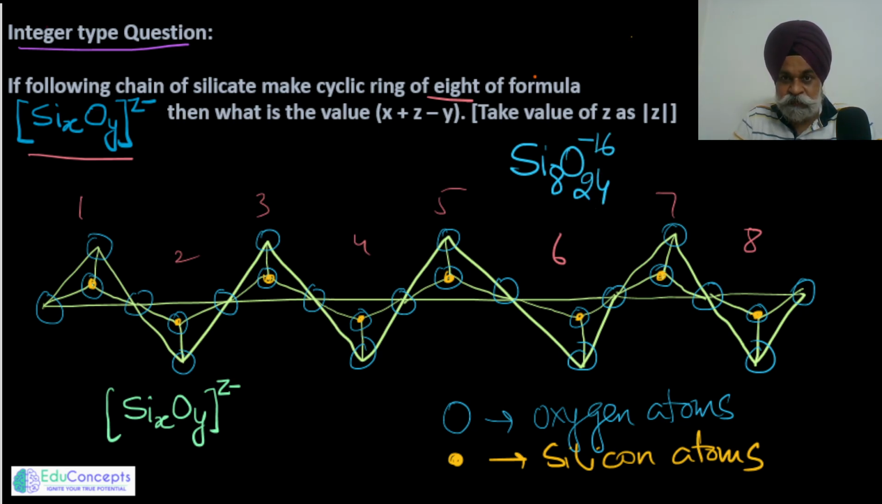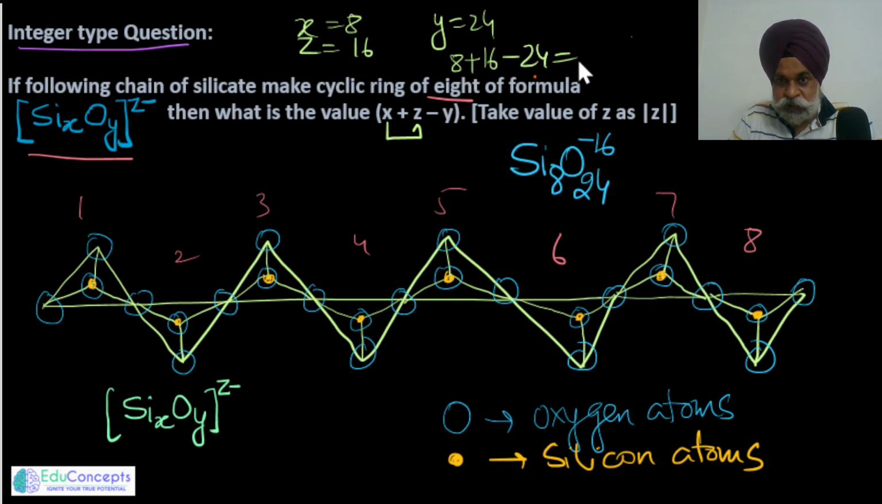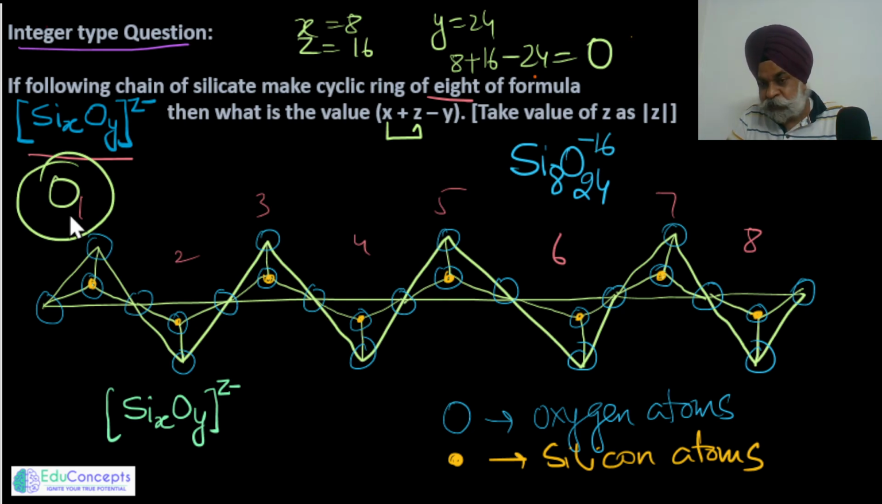So now I have to place X and Y. What is the value of X and Z? And Z is to be taken in the mod. So X is 8, Z is 16, and Y is 24. So 8 plus 16 is 24, minus 24. So the answer to this question is 0.